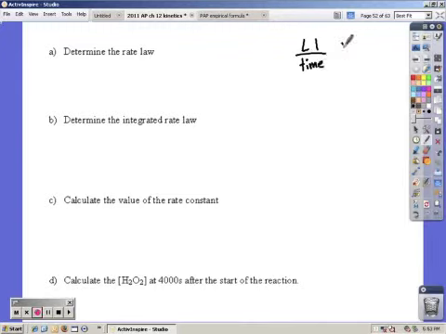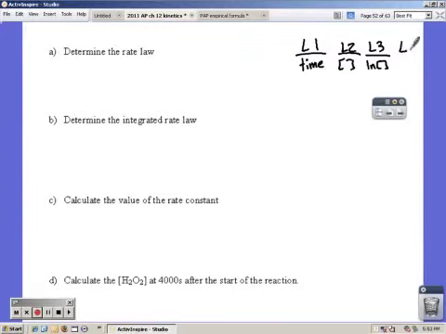In our list 1, we're going to put time. List 2, we're going to put concentration. List 3, we're going to put ln of concentration. And L4, we're going to put 1 over concentration.